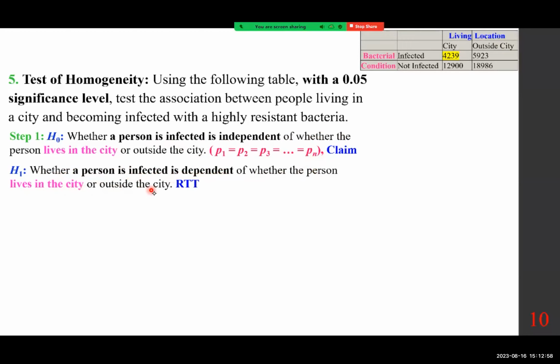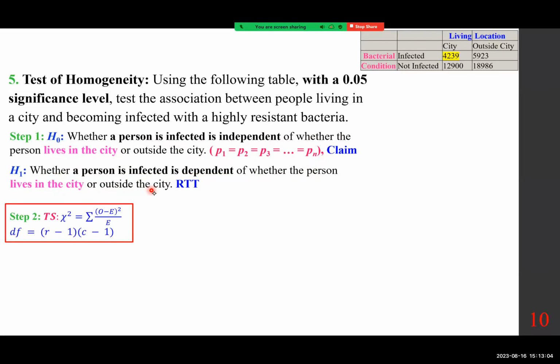We are going to go with the right tail test. So here's the formula, and we are going to go with that. We have to calculate the expected values. To find the expected values, here's the sum here, here's the sum here, and here's the grand total. So for example, for this number, we're going to multiply the row sum, which is 10,162, times the column sum, which is 17,139, and divide it by the grand total of 42,048.